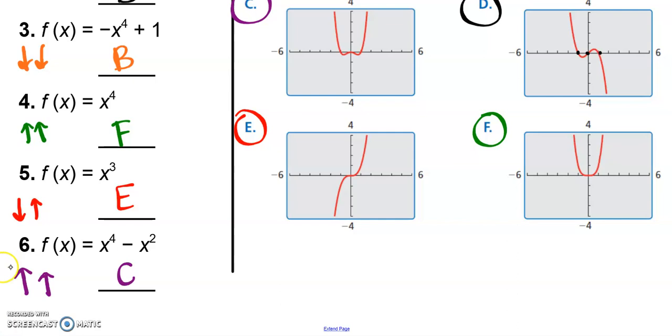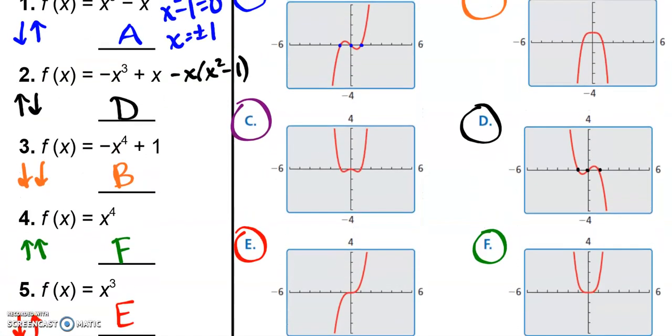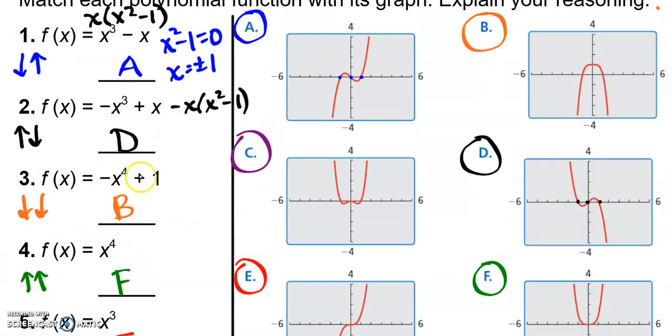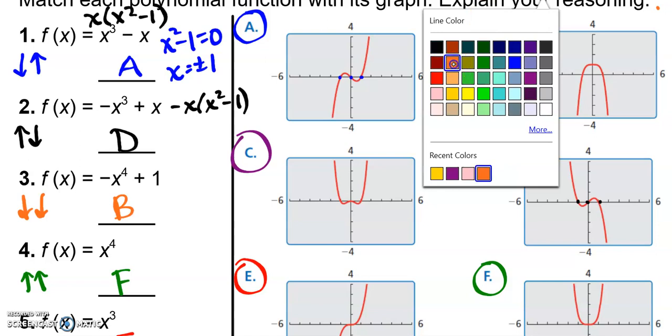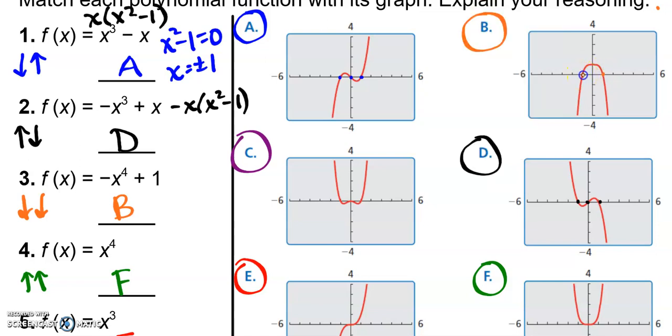Thinking about number 3, if I set that equal to 0, I'm going to end up with just zeros at 1 and negative 1, which is what I have going on right here. So if I set this whole thing equal to 0, I would subtract 1 and take a 4th root.